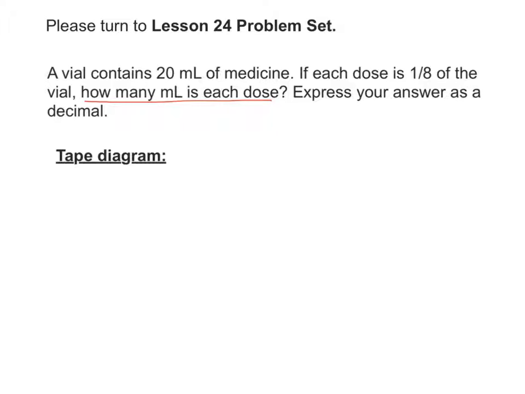What important information do we need to figure that out? Reagan? The vial contains 20 milliliters. 1/8 of the vial is each dose. And express your answer as a decimal. Good. Decimal. Very good. That's important too. So we need to know that altogether we have 20 milliliters, and 1/8 of the vial, not of a milliliter, is one dose.